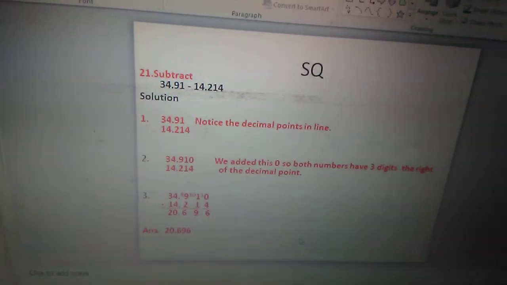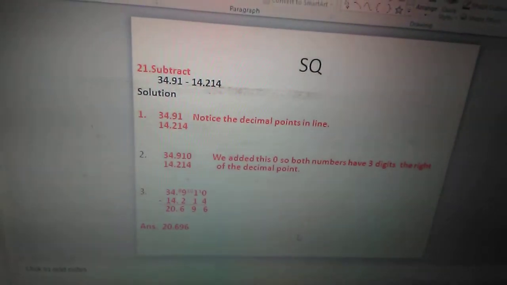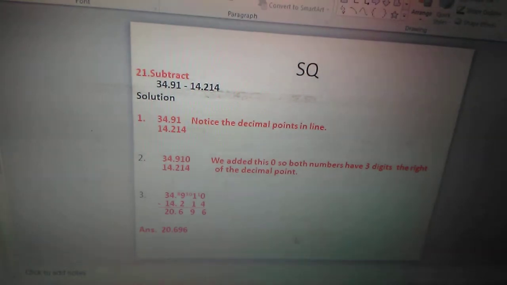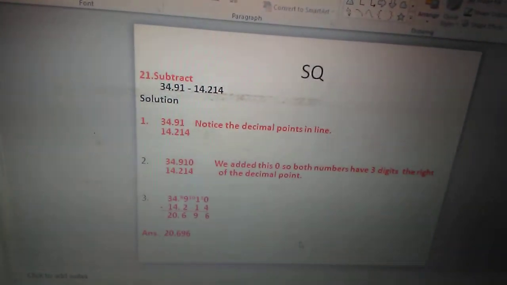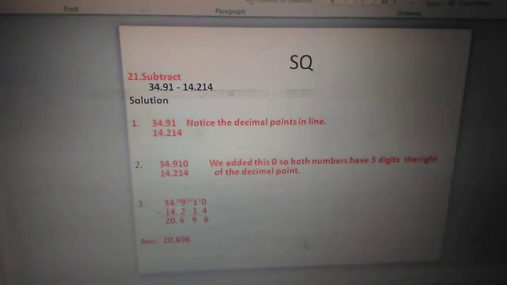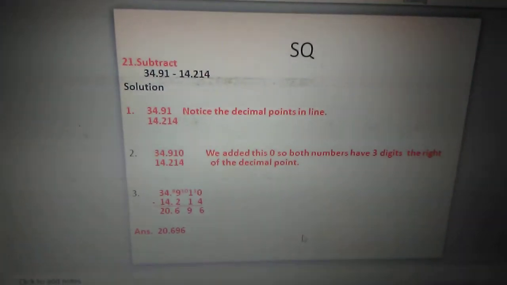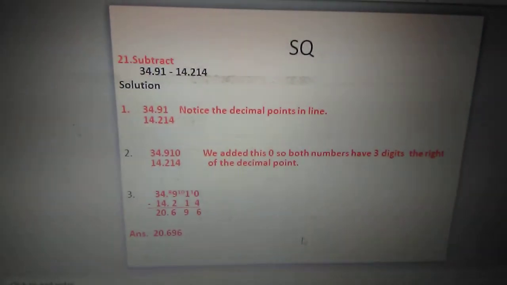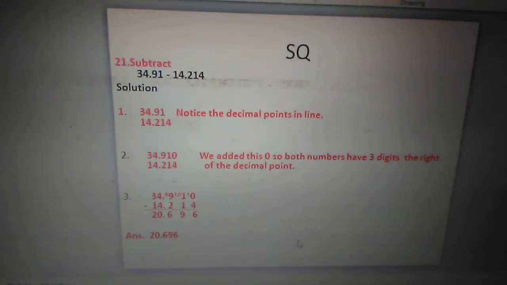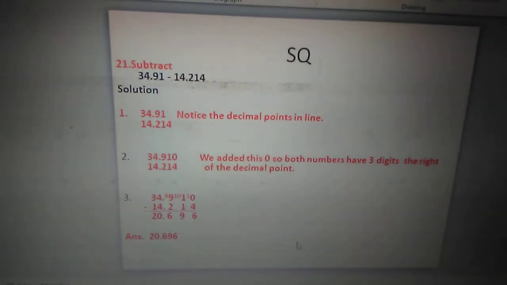So from today's class we learned how to convert decimal into fraction, how to convert fraction into decimal, how to add decimals, how to subtract decimals. I hope that you will practice that at home, and there are many examples given in your book. You try that one. If you face any difficulties, you share with me. Next class we'll discuss how to multiply and divide decimals. Wait for the next class.